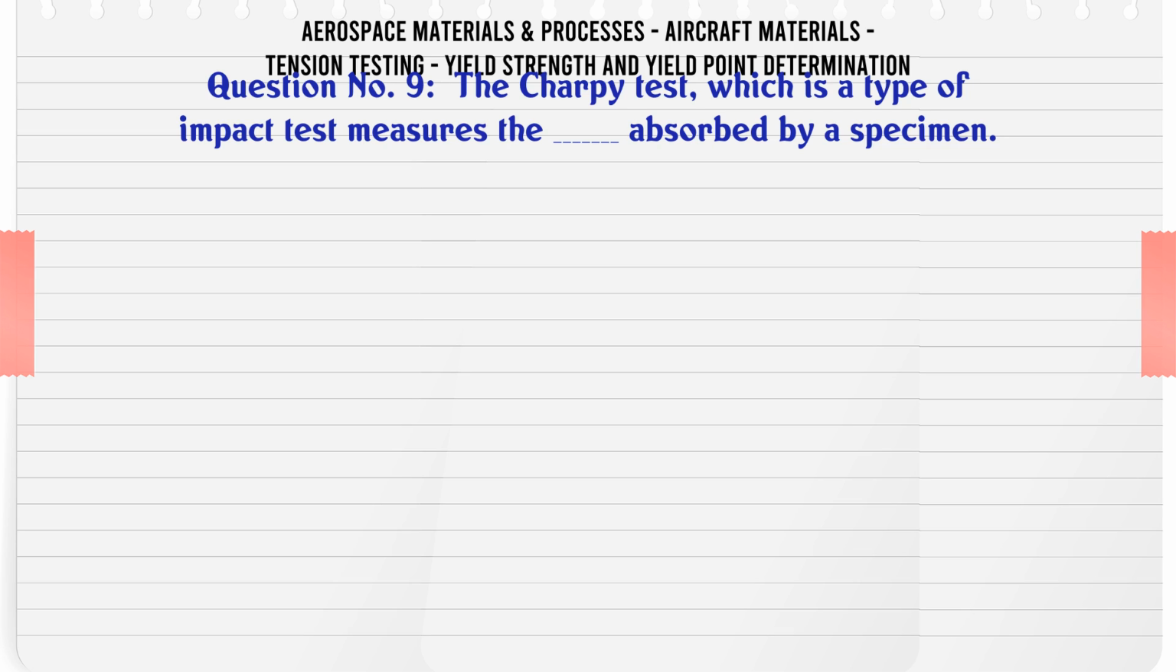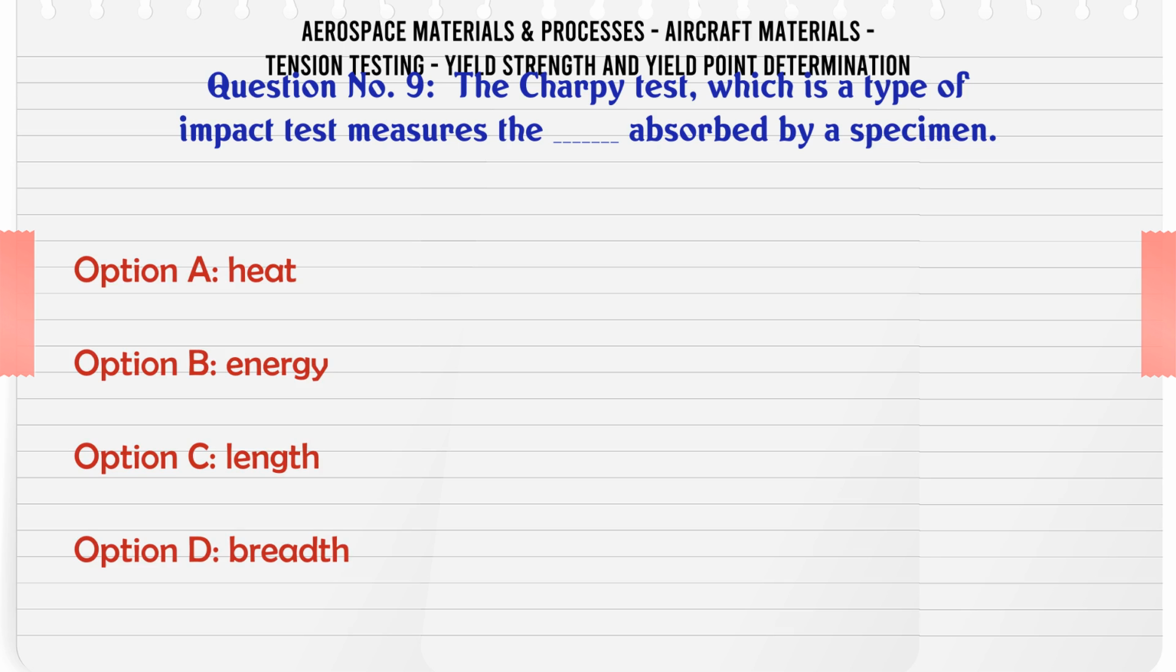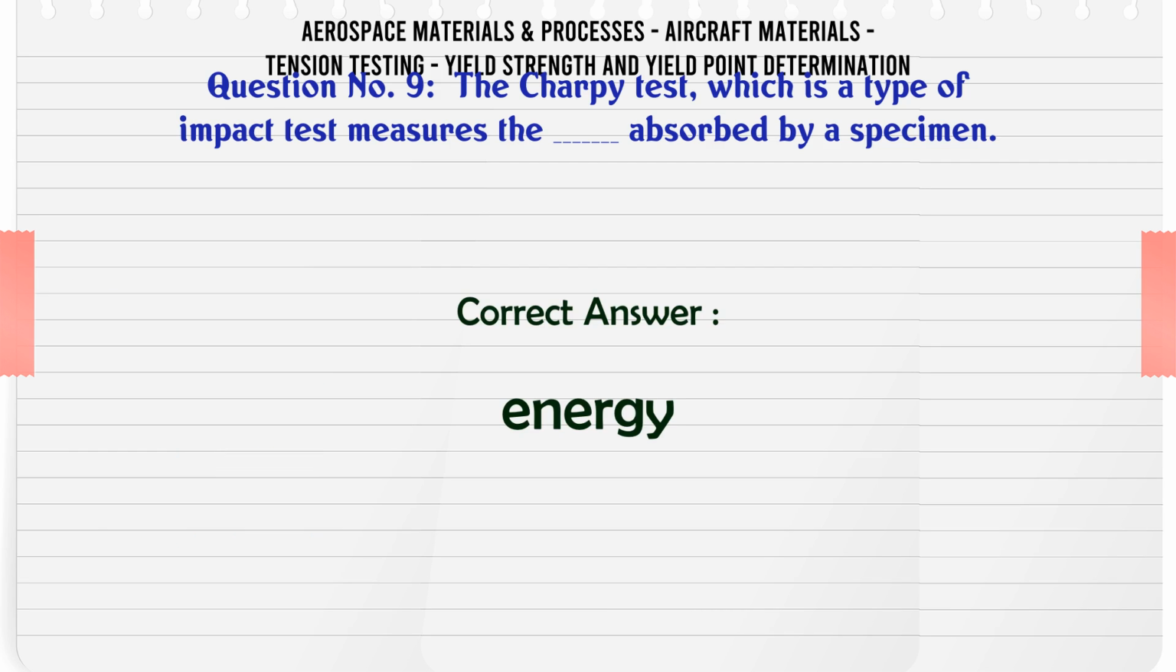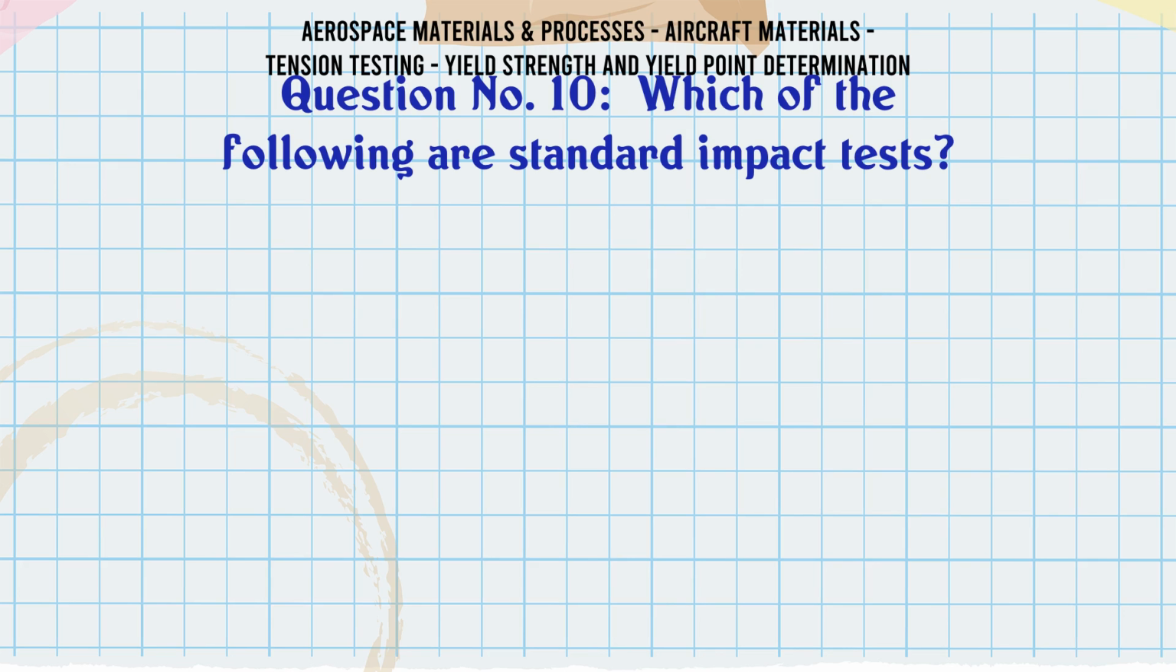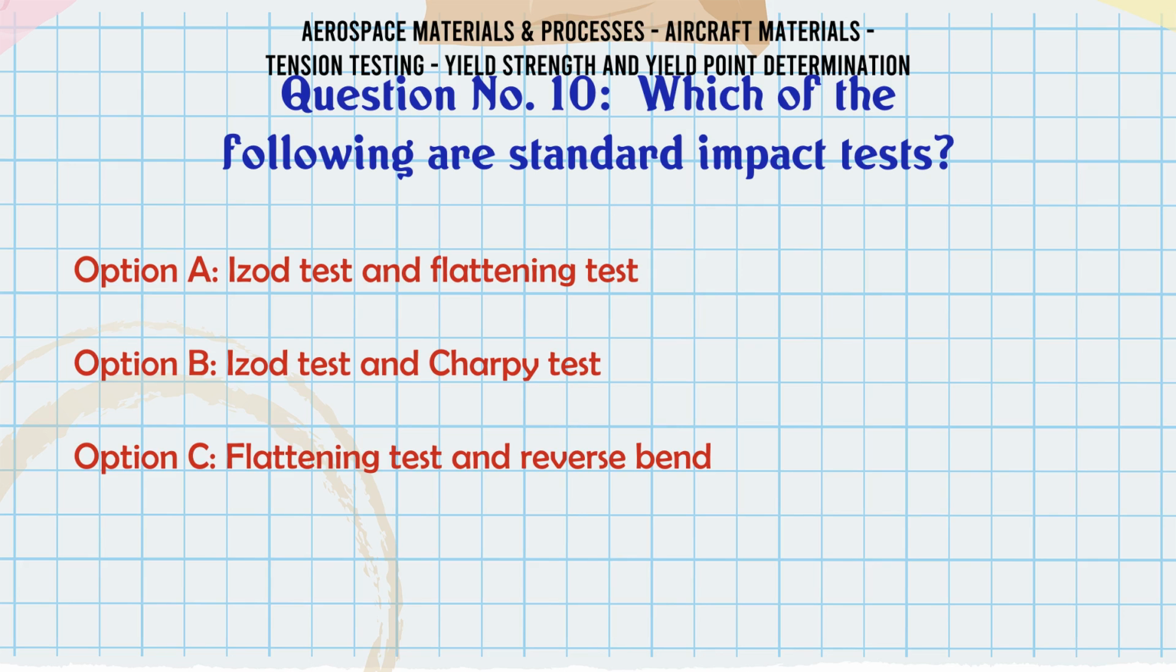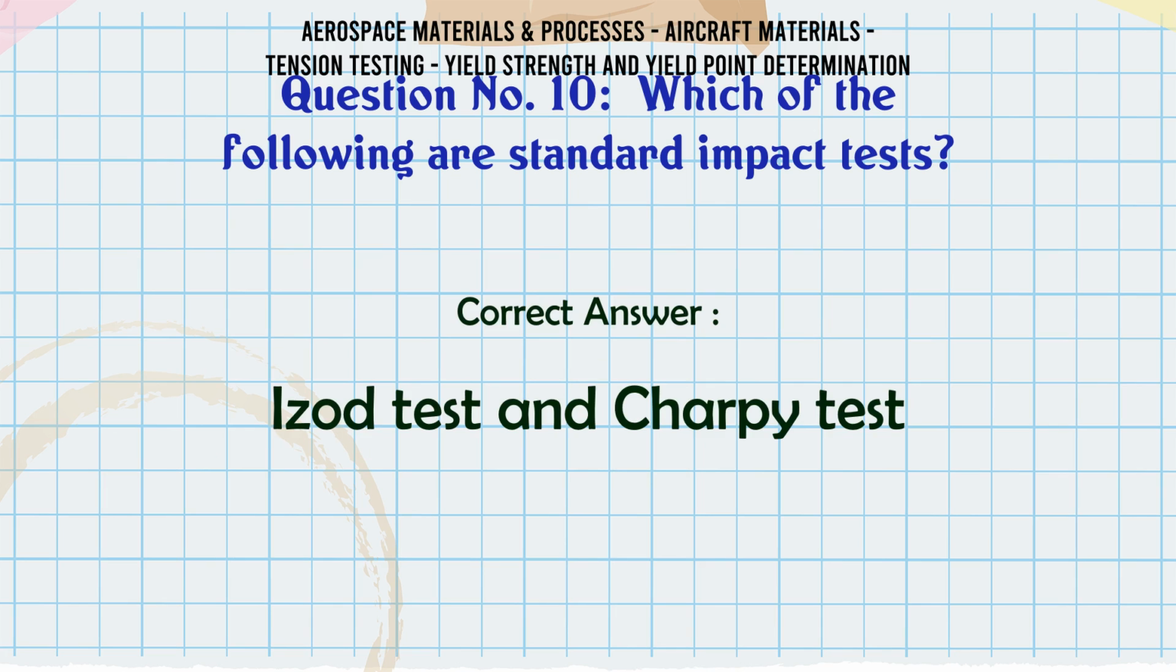The Charpy test, which is a type of impact test, measures the absorbed by a specimen. A heat, B energy, C length, D breadth. The correct answer is energy. Which of the following are standard impact tests? A Izod test and flattening test, B Izod test and Charpy test, C flattening test and reverse bend, D Charpy test and reverse bend test. The correct answer is Izod test and Charpy test.